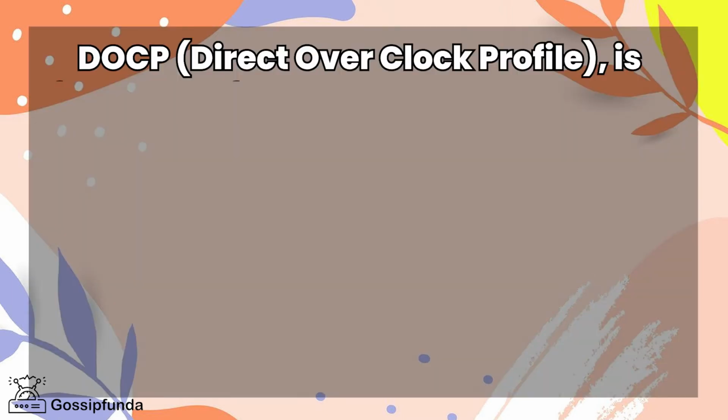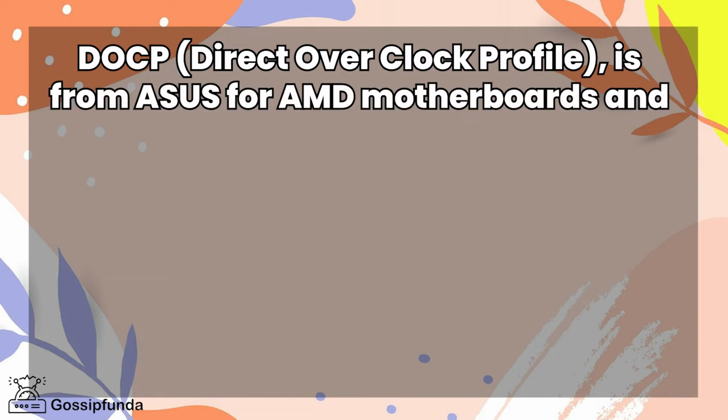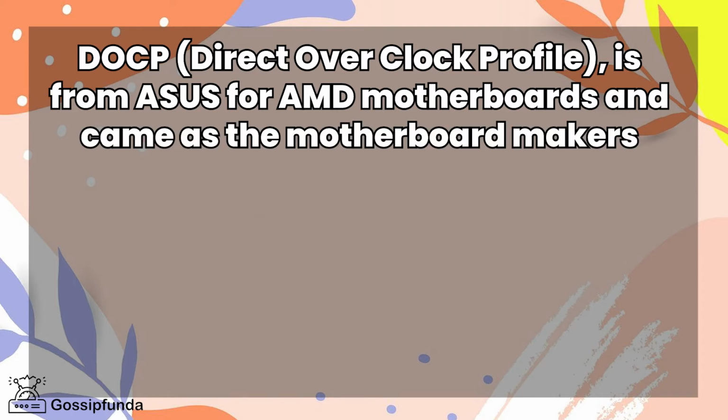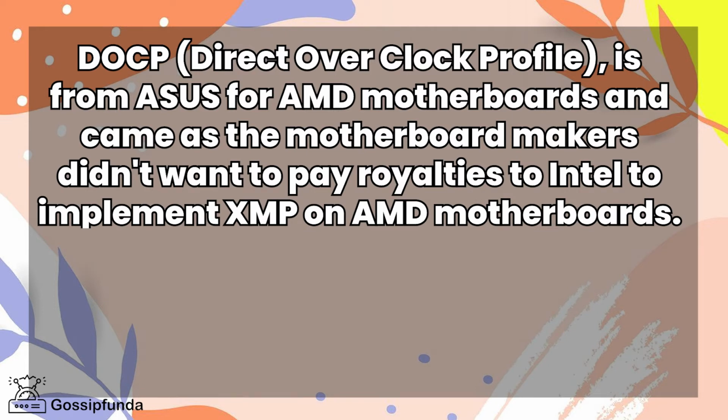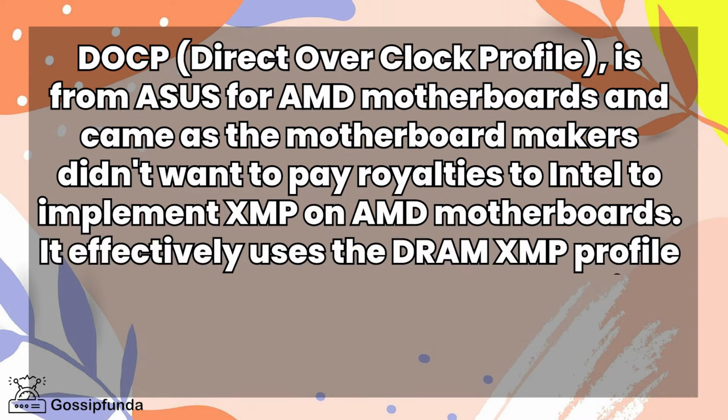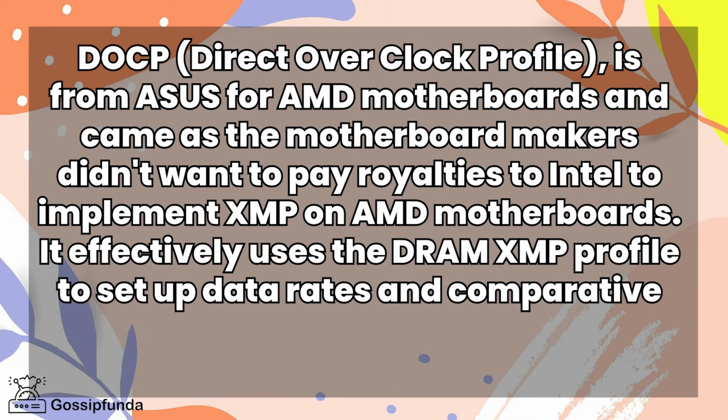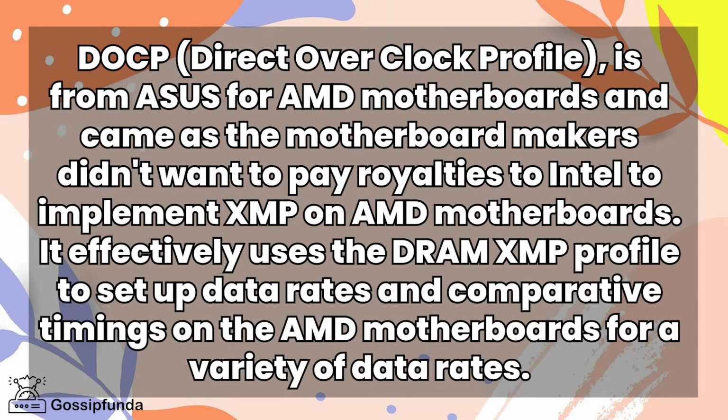DOCP, Direct Overclock Profile, is from ASUS for AMD motherboards and came about because motherboard makers don't want to pay royalties to Intel to implement XMP on AMD motherboards. It effectively uses the DRAM XMP profile to set up data rates and comparative timings on the AMD motherboards for a variety of data rates.